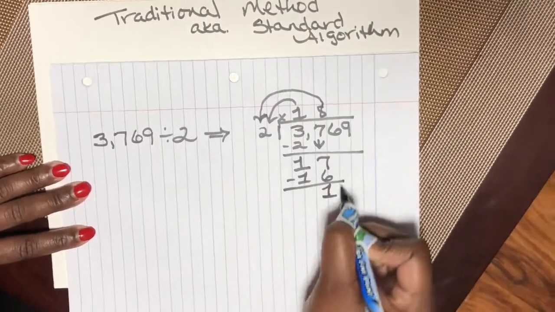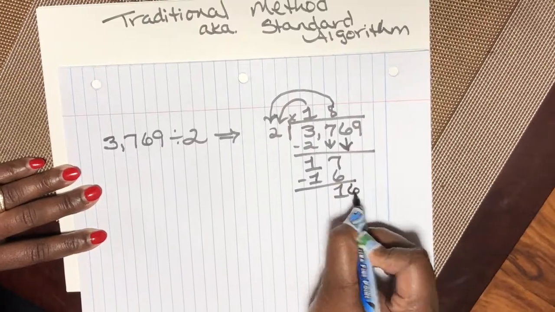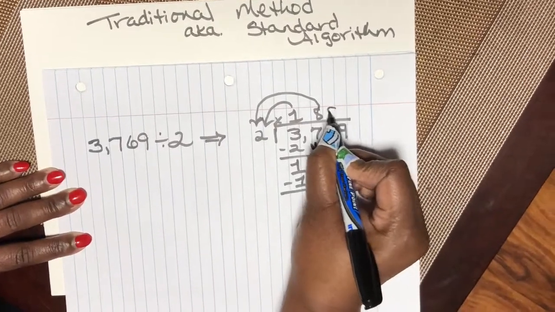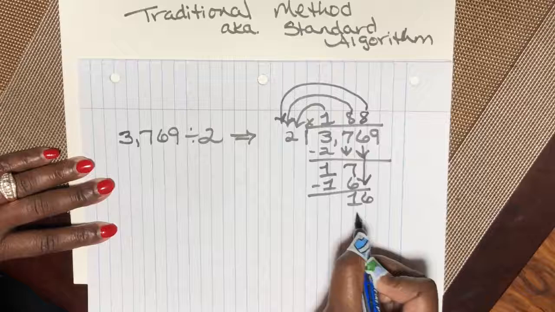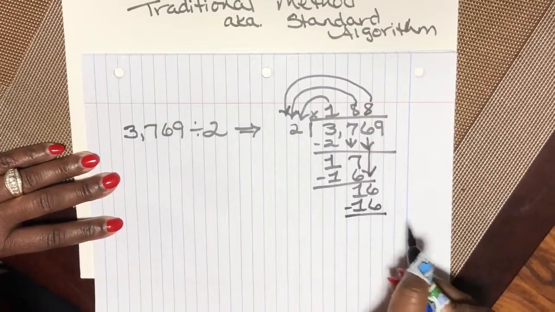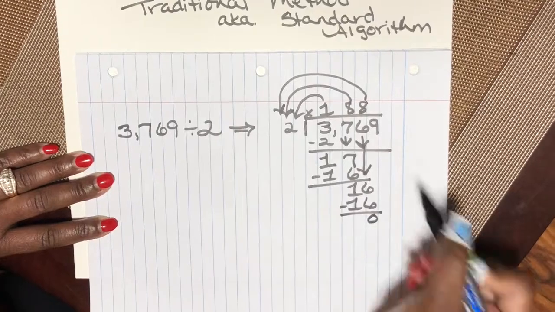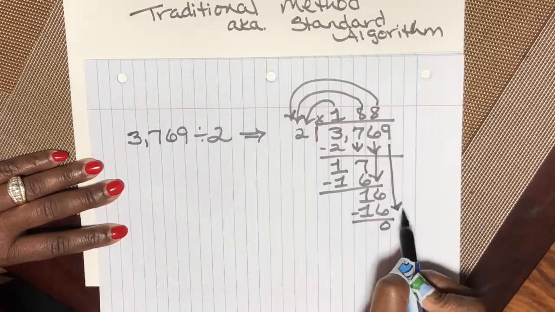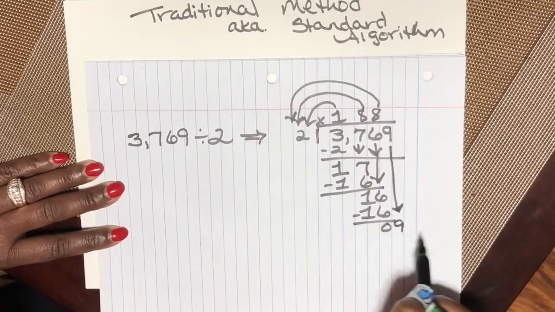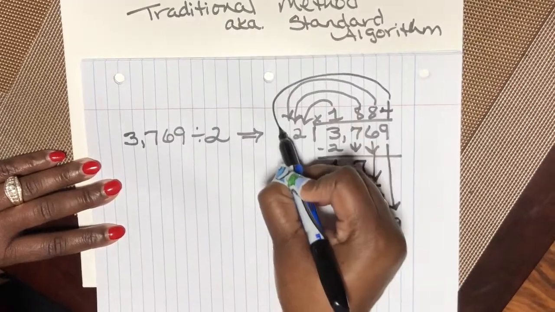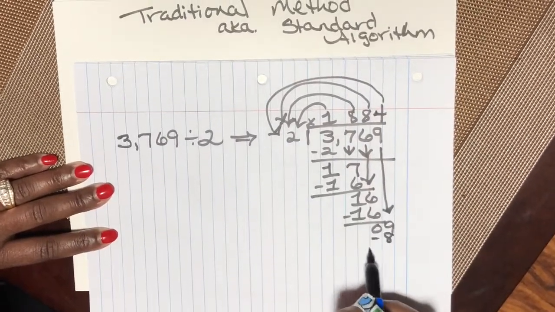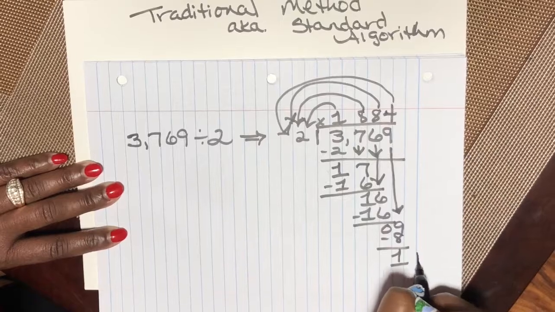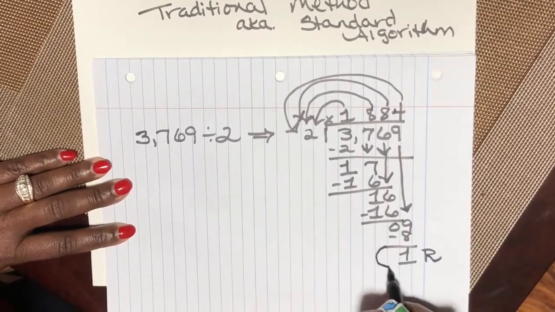We're left with 1. Bring down my 6. That's 16. 2 will go into 16. We already know because that's 8 times 2 is 16. 16 minus 16 is, of course, 0. We have another number. Don't forget that all these numbers have to have something above them. 9 brought down. 2 will go into 9. 4 times 2 is 8. 9 minus 8 is 1. And what is that called? Everybody should remember that's a remainder. And we're going to leave our remainder down there for now.